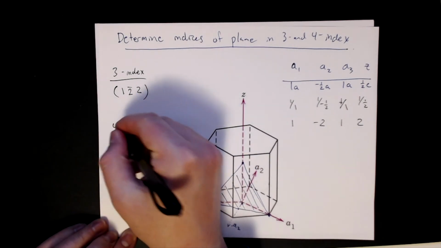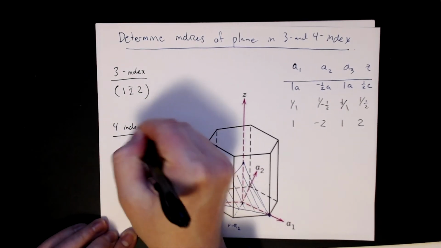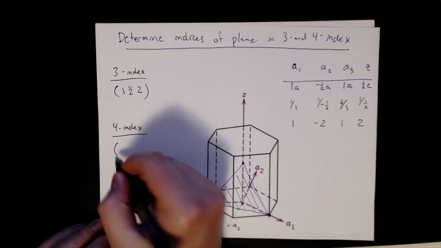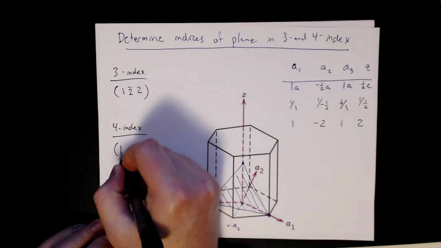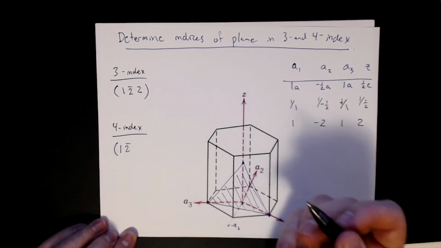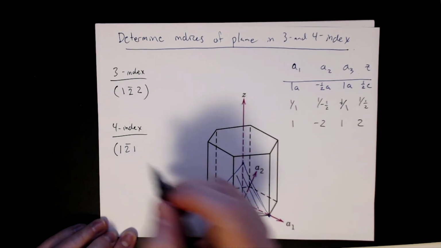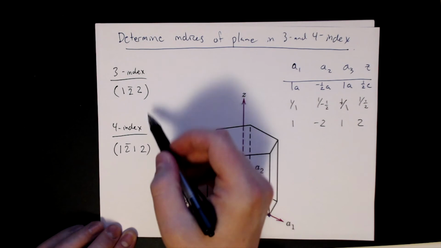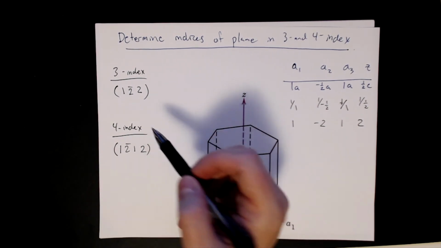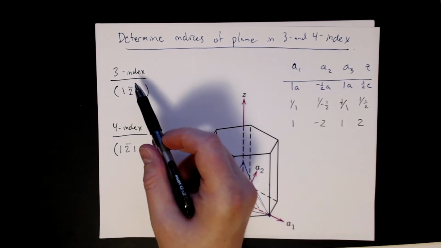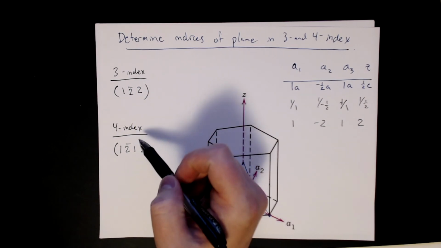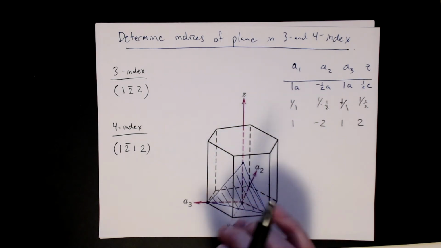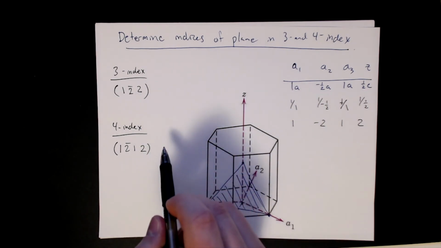But if I want the 4 index, then all I have to do is not ignore it. I've got the information here. So I'm going to have that as 1, bar 2, 1, 2. And that's it. So in this case, it's very simple. We don't have to do any conversions. We can directly use either the 3 index or the 4 index. There's no complication in that way because of the way that it's defined. So we can do either one of them from the same procedure.